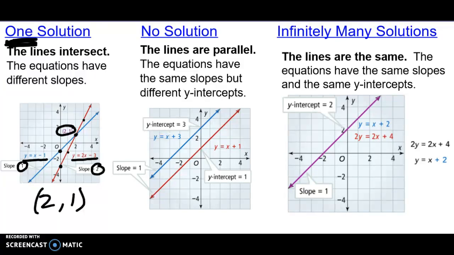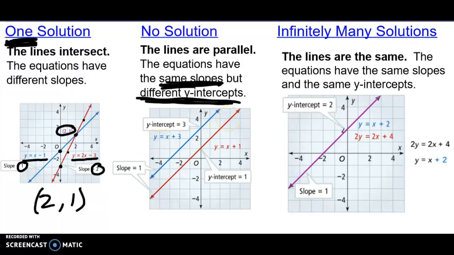Sometimes, though, my equations are going to have the same slopes. But when they have the same slope, usually they will have a different y-intercept. So we need to look for same slope, but different y-intercepts. That means that my lines are parallel. Remember, like we talked about yesterday, my slope tells me the steepness of the line. So if my lines have the same steepness, then they're going to be parallel, which means they will never intersect.